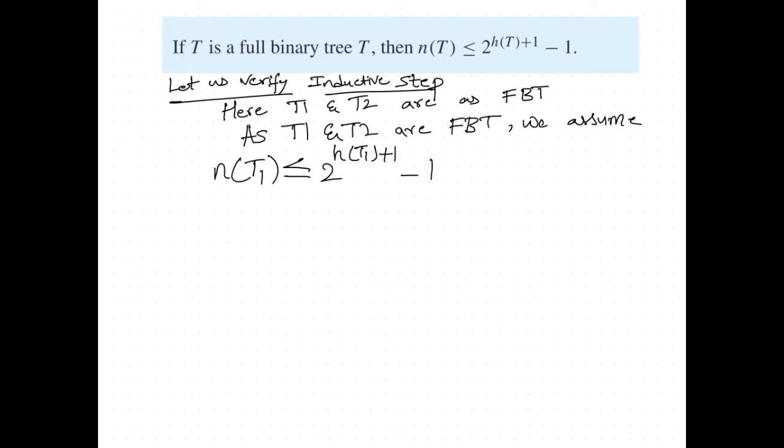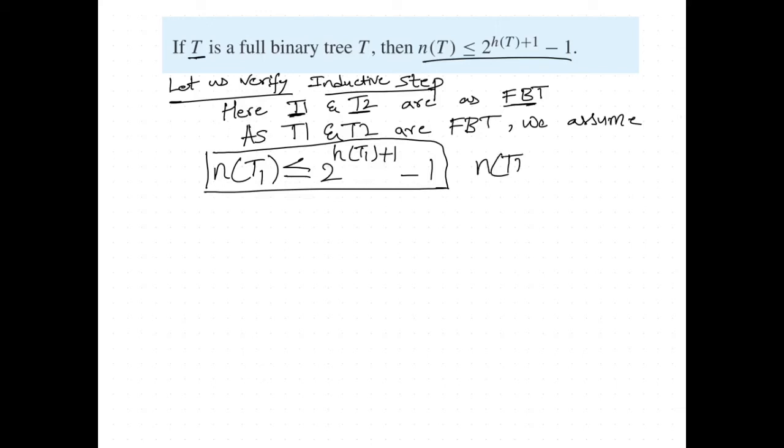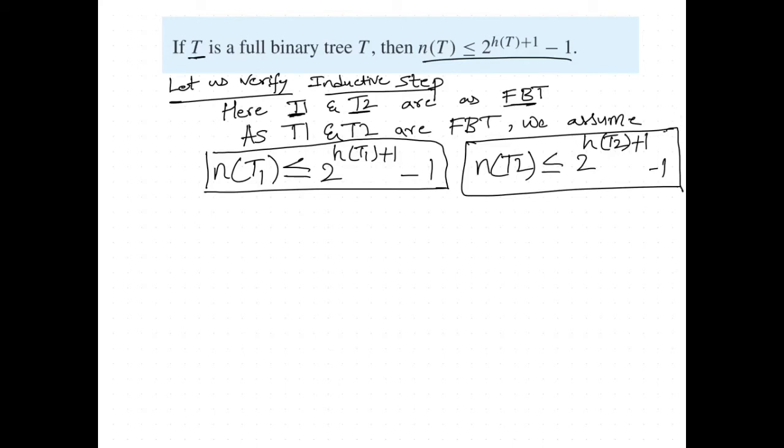I am assuming T1 and T2 are full binary trees. If I am considering T1 as a full binary tree, then obviously I can write this statement. And I have also considered T2 as a full binary tree, then obviously I can write n of T2 is always less than or equal to 2 to the power of h of T2 plus 1, minus 1. Why am I writing this result? Because I am considering T1 and T2 as full binary trees.